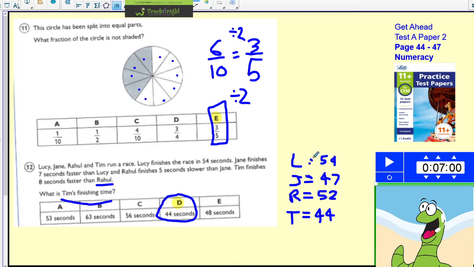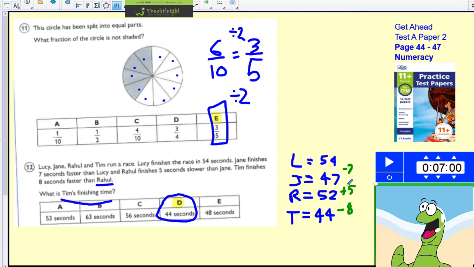And again, guys, hopefully you can see I'm labeling it in the quickest way possible. I'm just writing L, J, R, and T because I don't have to write out the names. That wastes too much time. And again, I'm not taking the time to write out and show the examiner what I'm doing because the examiner doesn't see this. If it helped you to write out, for example, -7 +5 -8, that's fine.